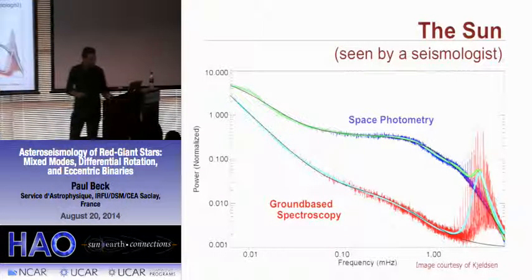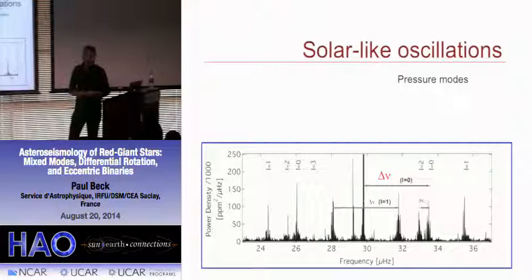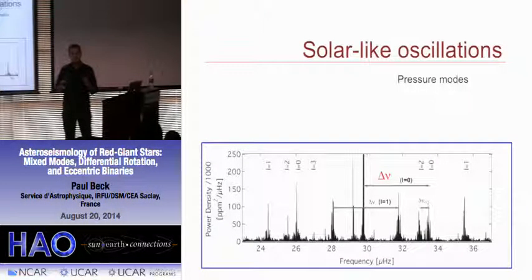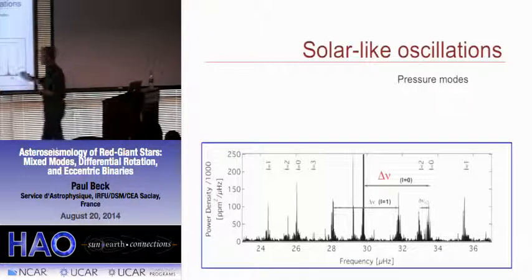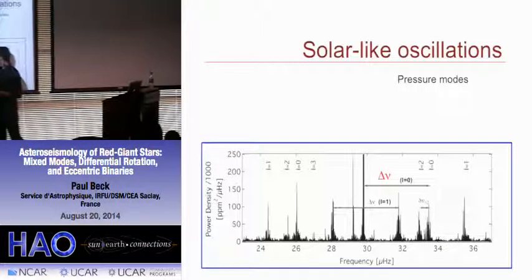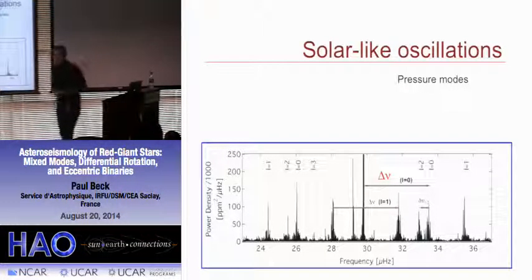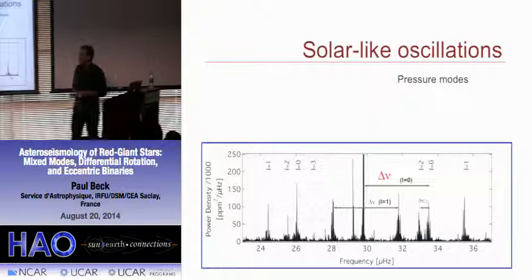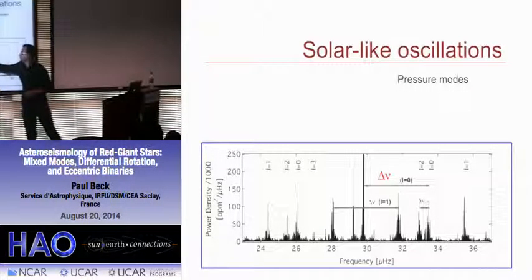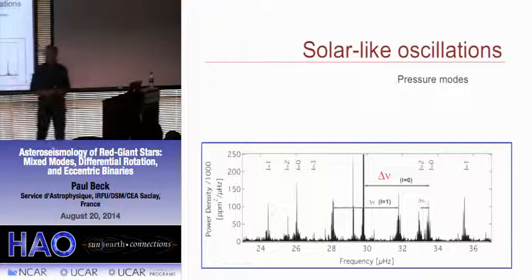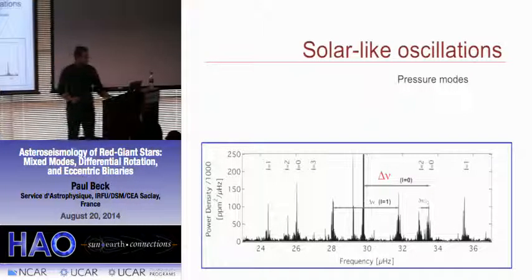we would see that this power excess has a very regular structure. And you see that it's like you have a doublet here, you have an isolated peak here, another doublet here, an isolated peak here, and this is repeating on a very characteristic scale that we call delta nu, or the large frequency separation. What does this mean?